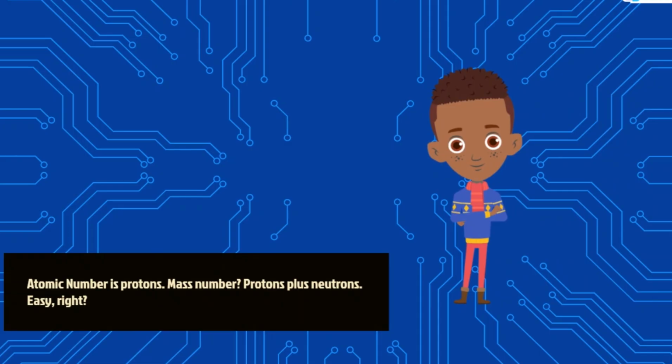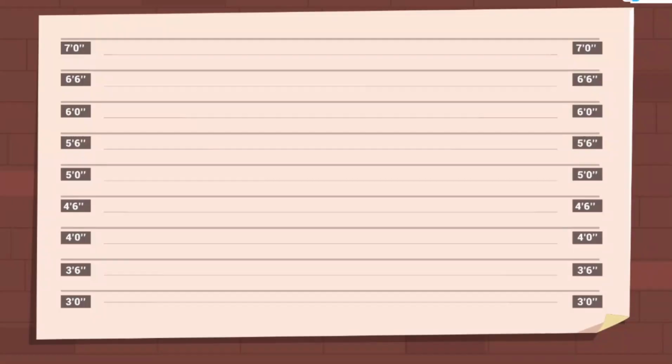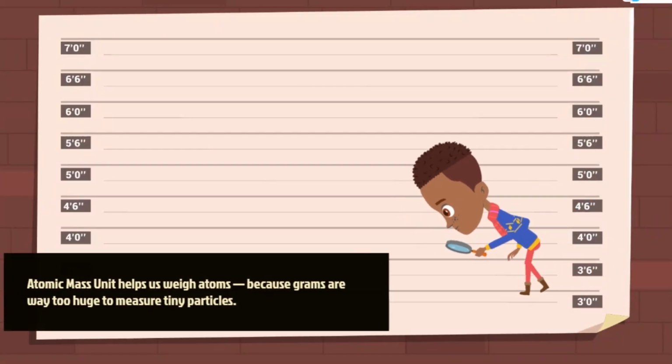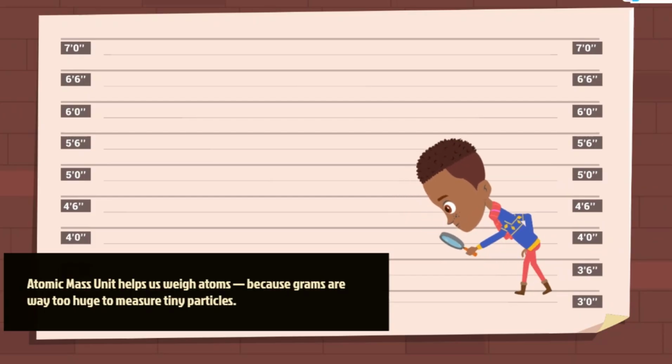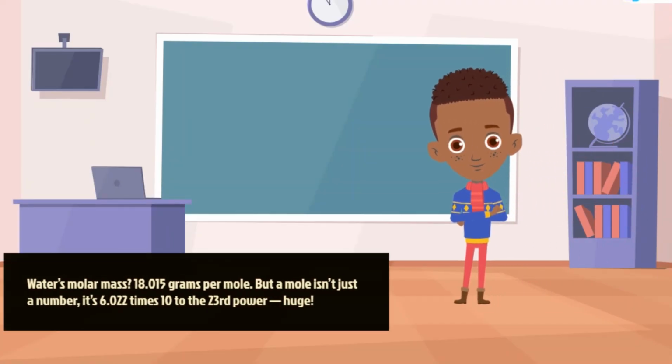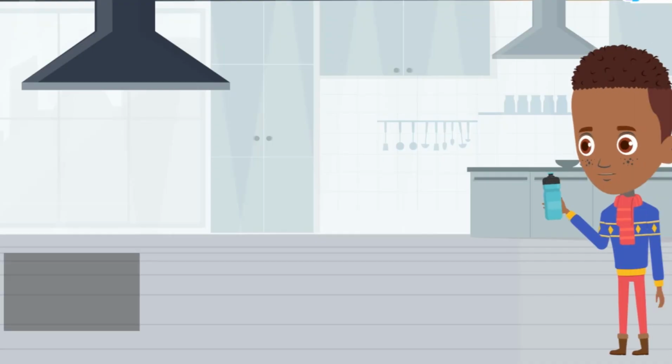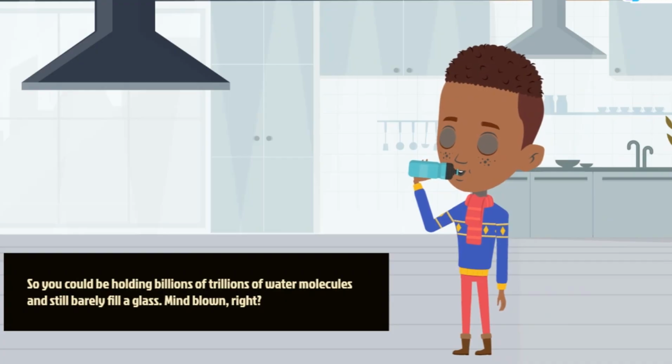Atomic number is protons. Mass number? Protons plus neutrons. Easy, right? Atomic mass unit helps us weigh atoms, because grams are way too huge to measure tiny particles. Water's molar mass: 18.015 grams per mole. But a mole isn't just a number, it's 6.022 times 10 to the 23rd power, huge. So you could be holding billions of trillions of water molecules and still barely fill a glass.